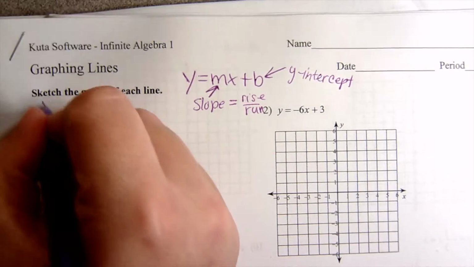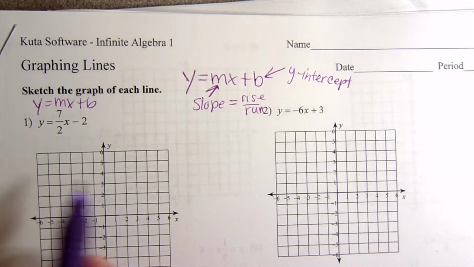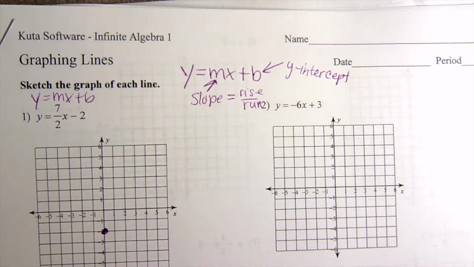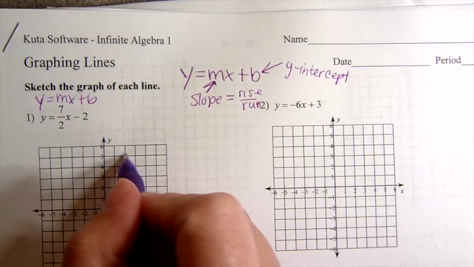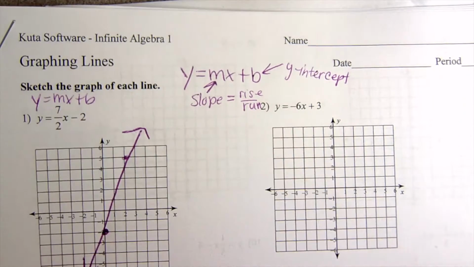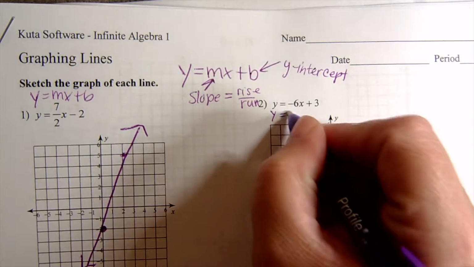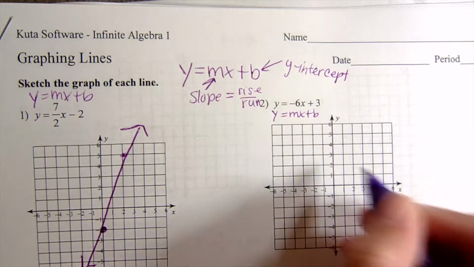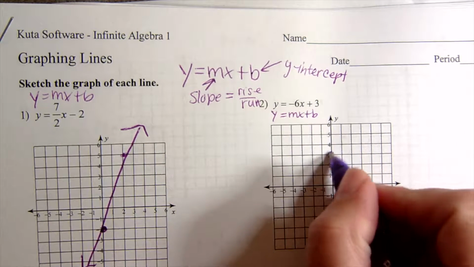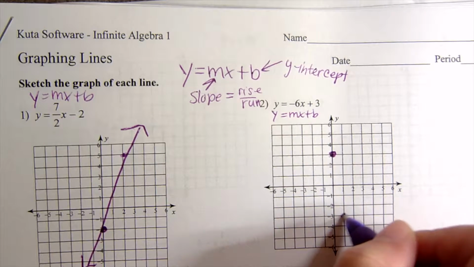So here we have y equals mx plus b. What is my b? -2. So that is going to be my first point on the graph, -2. Where do I go from there? Up 7 over 2. And then you can just connect those 2 points. Number 2. So y equals mx plus b. What is my b? 3. And then where do I go from there? Down 6 over 1.